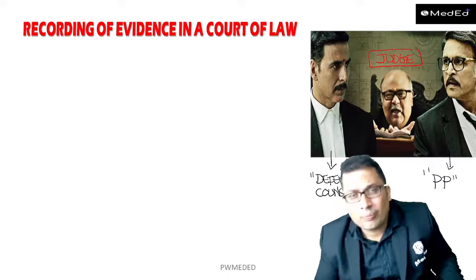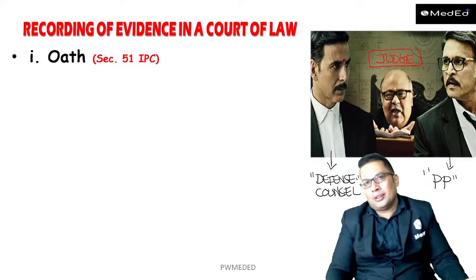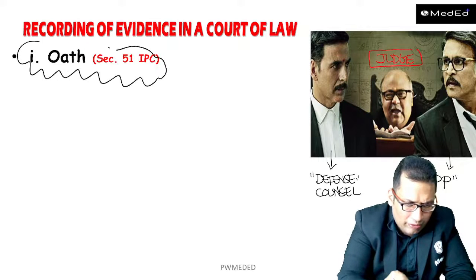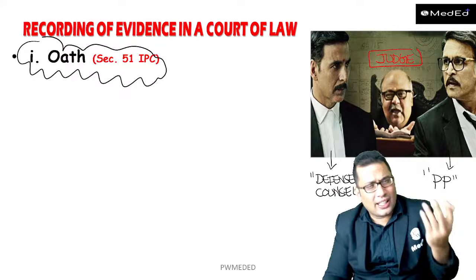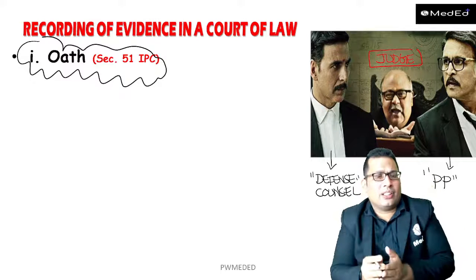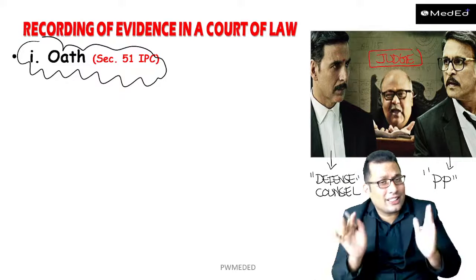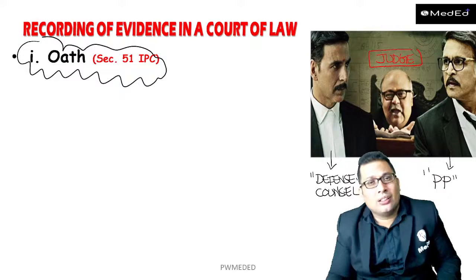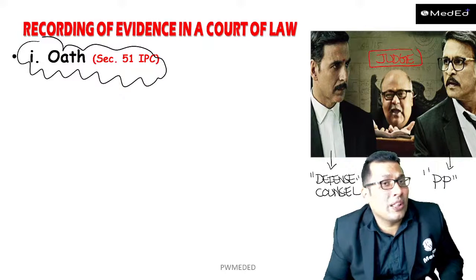First step would be oath. This is mandatory in all the eyewitness, direct witness, or expert witness. Most of the eyewitnesses, oath is mandatory for all the witnesses under Section 51 IPC, and oath is not required in children. Usually, children means less than 12 years of age.